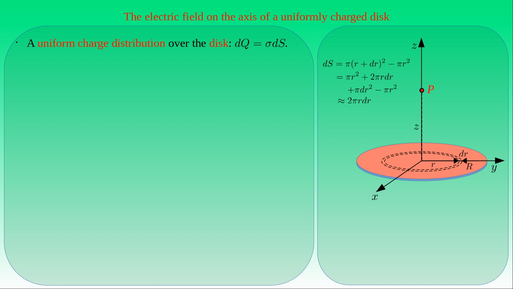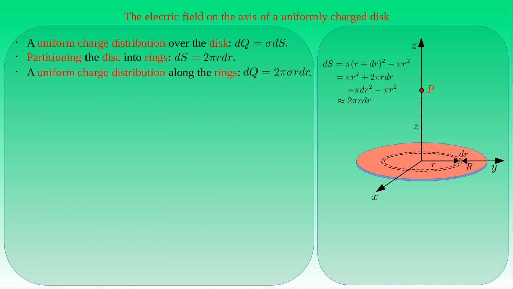Thus we have partitioned the disk into rings with the radius r and the width dr, which have the infinitesimal area 2 pi times r times dr. As a result, the charge element dq over each ring is given by 2 pi times the surface charge density sigma, times the radius r of the ring, times the width dr of the ring.